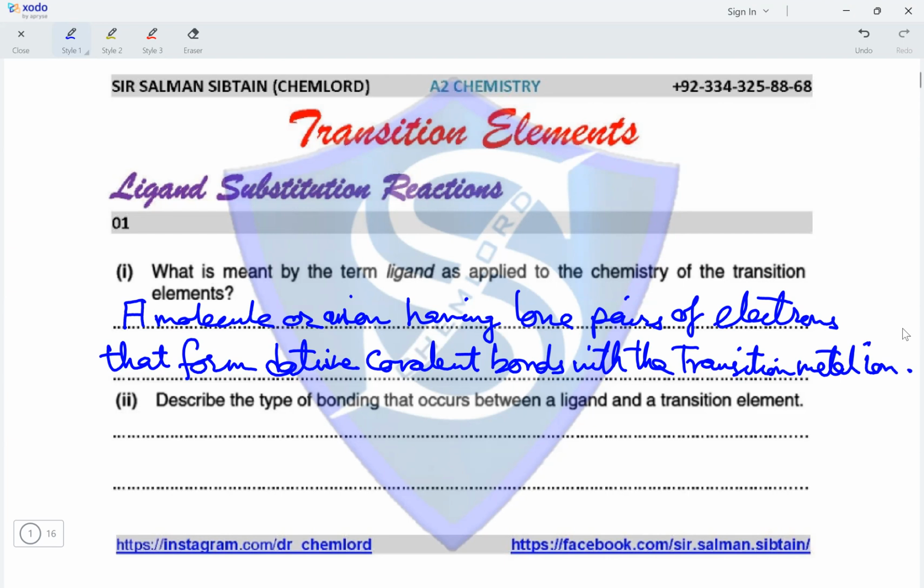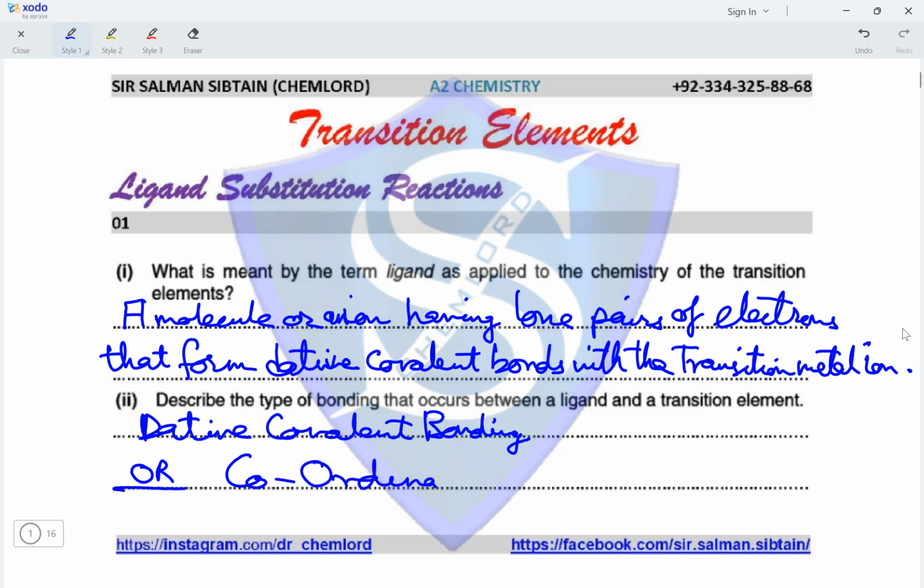Next, describe the type of bonding that occurs between a ligand and a transition metal ion. We've already written it in the definition. Let's rewrite it. Dative covalent bonding, or it is also known as coordinate bonding.